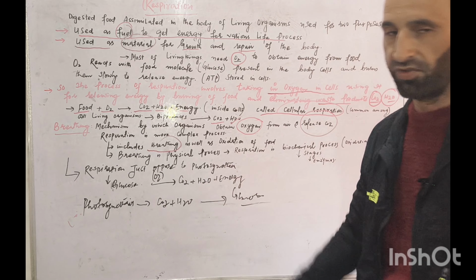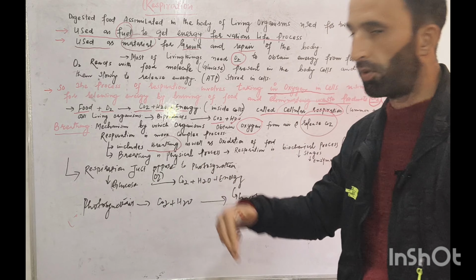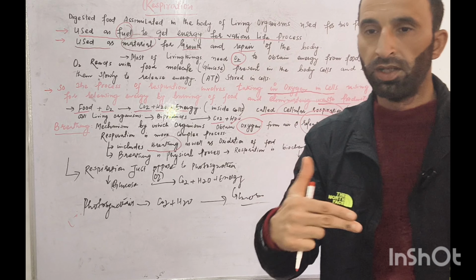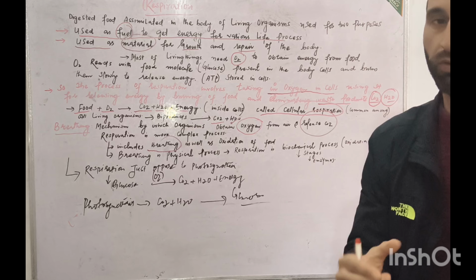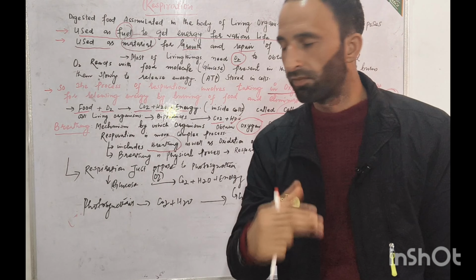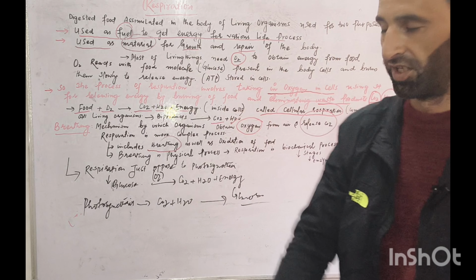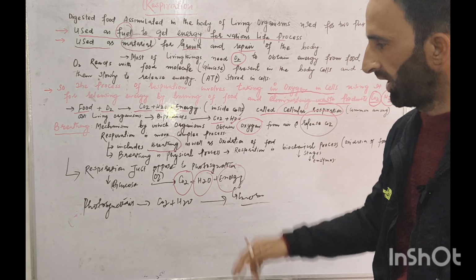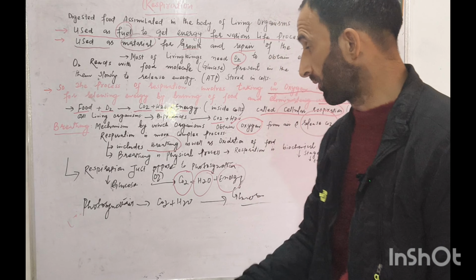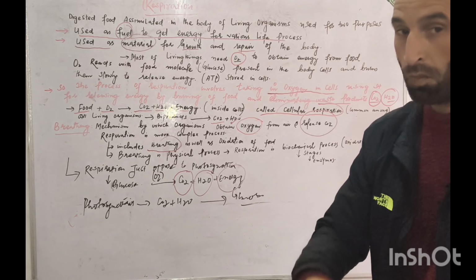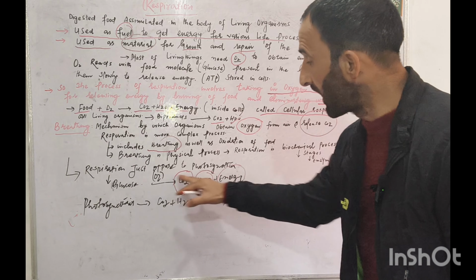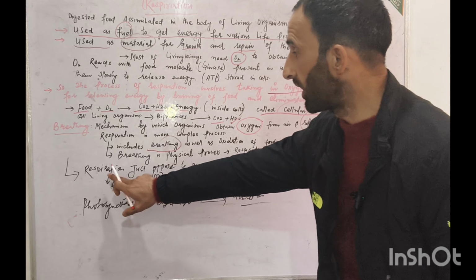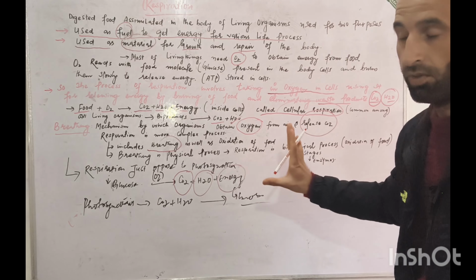Now, this is an important point here: respiration is just opposed to photosynthesis. Why? In respiration, oxidation of food takes place. When the oxidation of food takes place, oxygen is used, and carbon dioxide and water plus energy are released. In photosynthesis, carbon dioxide and water are used for the preparation of glucose. So we say respiration is just opposed to photosynthesis.